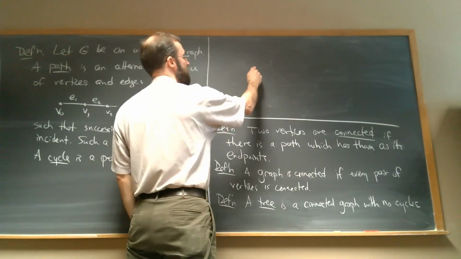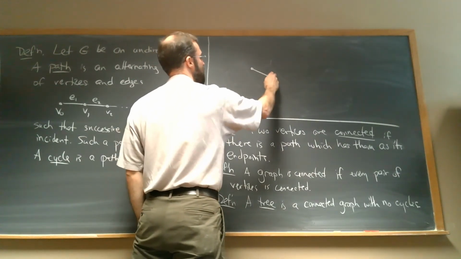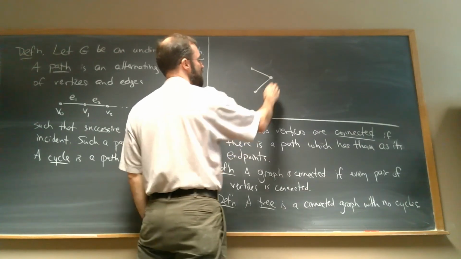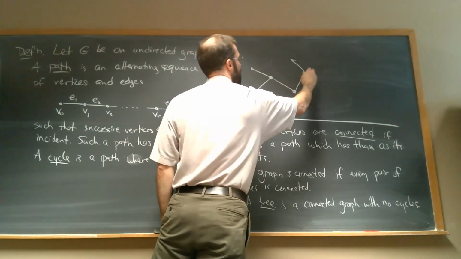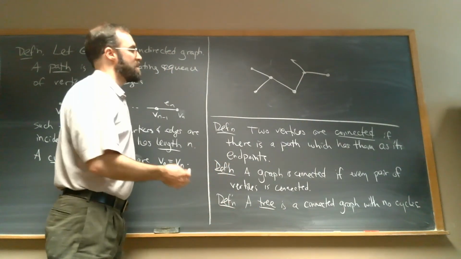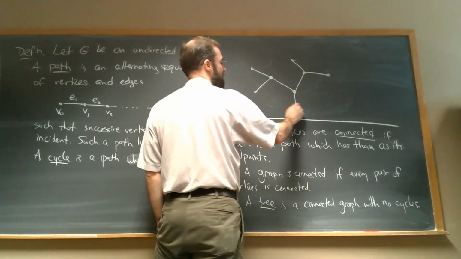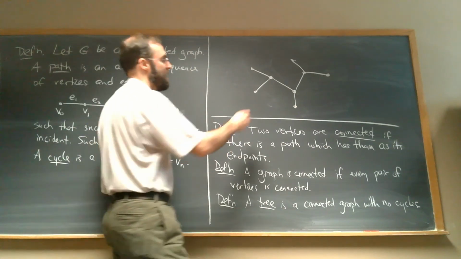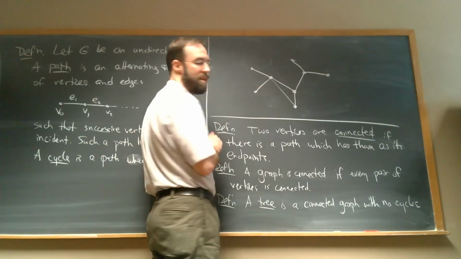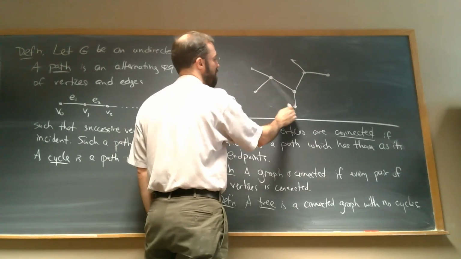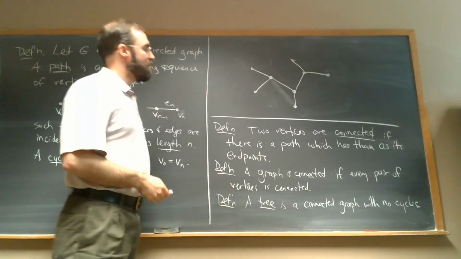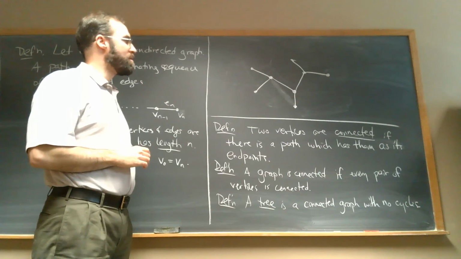So let's draw a graph that is a tree. So it has to be connected. So I've got to keep everything connected to here. So I don't know, for example, this is a tree. Right, if I add an edge here, that's not a tree anymore. That would be a cycle because I could go around there. But everything is connected, there's no cycle, so this is a tree.